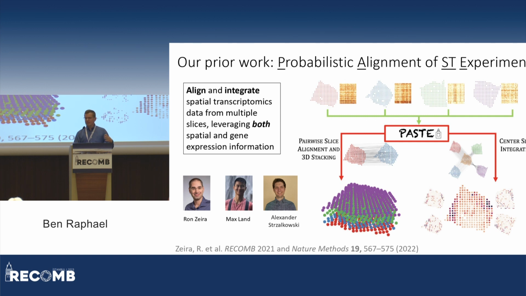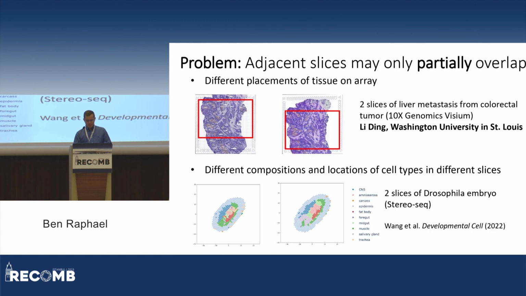So we're really excited about this method, and we started applying it to many of the more recent datasets that were out there and in collaborations of our own. We quickly discovered some limitations of the algorithm that we hadn't fully appreciated. Most importantly, in many datasets, the slices only partially overlap. And this is for a variety of reasons.